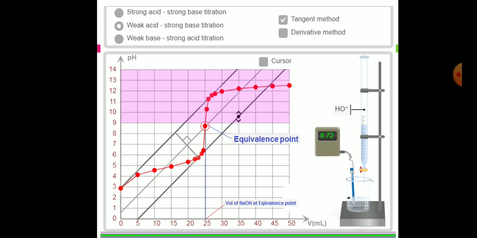After plotting these two tangents, we have to draw one perpendicular. Once this perpendicular is drawn, we have to locate its midpoint. After locating its midpoint, we have to draw one line parallel to these two tangents, and wherever this third parallel line touches or cuts our titration sigmoid graph, that will be our equivalence point.